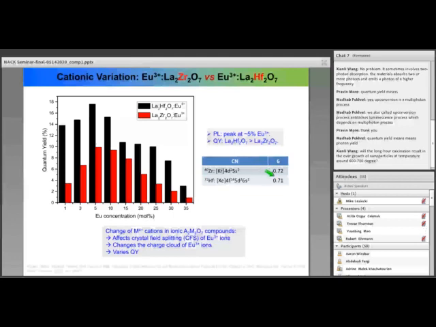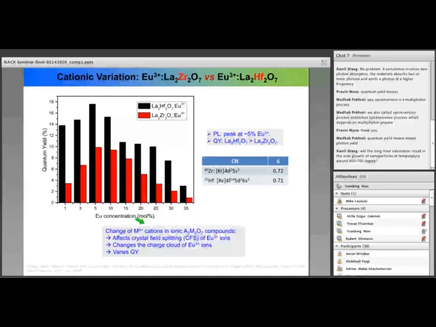And also, when we look at the ionic radius, the europium is actually a little bit larger than the hafnium, even though hafnium has 32 more electrons. So that is how this happened.